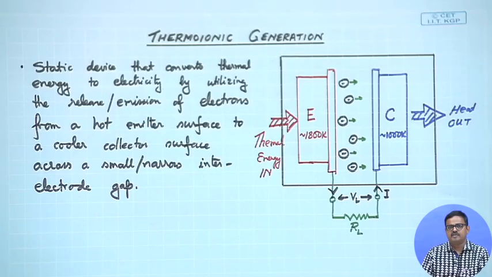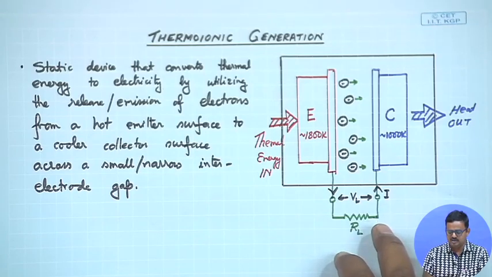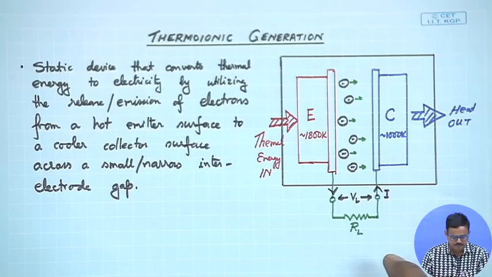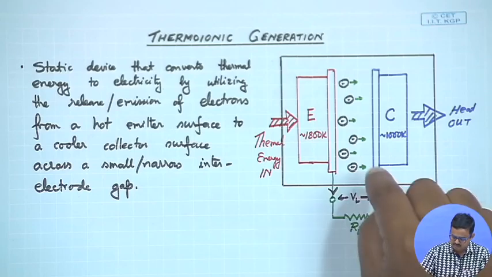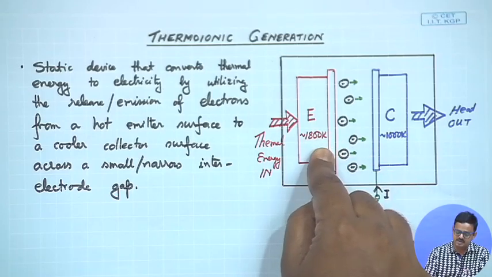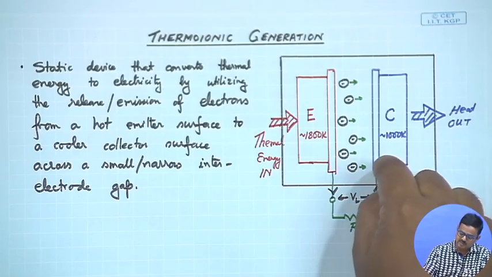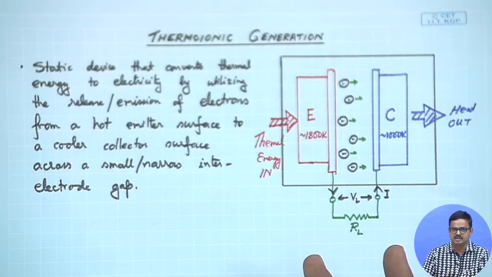and if I connect a load across the emitter and collector, we will be able to see a flow of current externally from the emitter to the collector surface. Why? Because, as we will see later, the electrons which have migrated from the emitter to the collector actually come back to the emitter through the external load, because of a certain potential difference which we are going to study later.